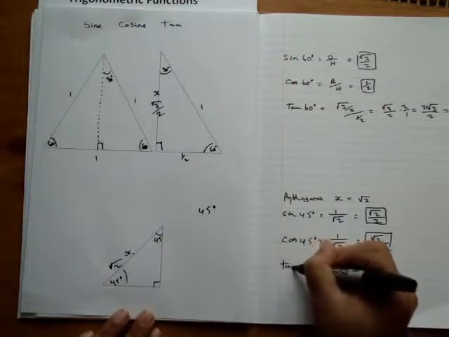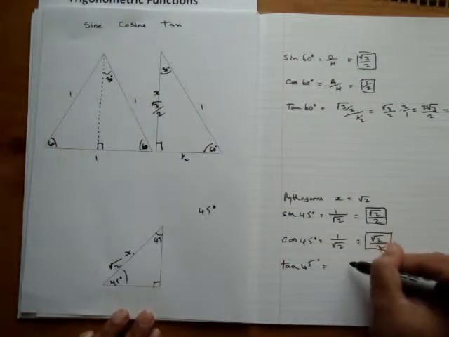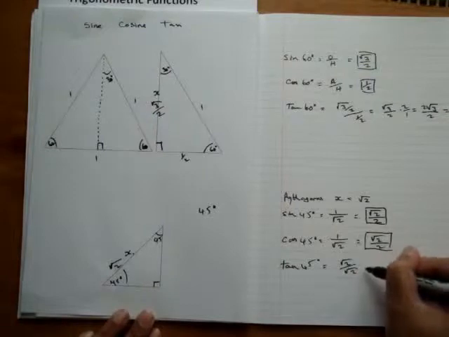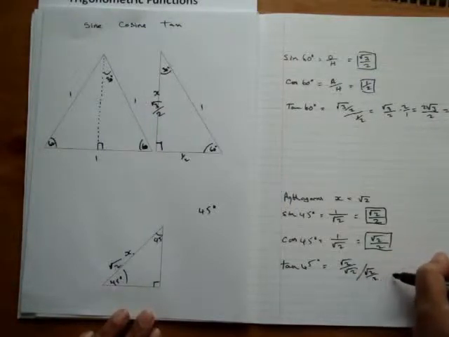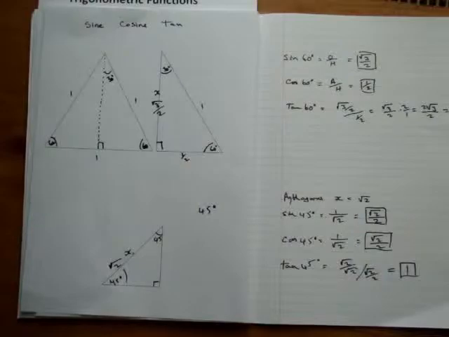Tan 45 degrees is square root of 2 over 2, which is the sine, divided by the cosine, which is square root of 2 over 2, and that's 1. So those are the most common angles.